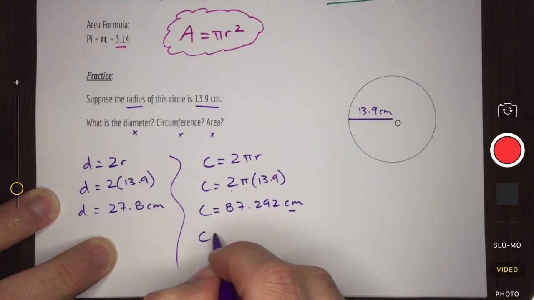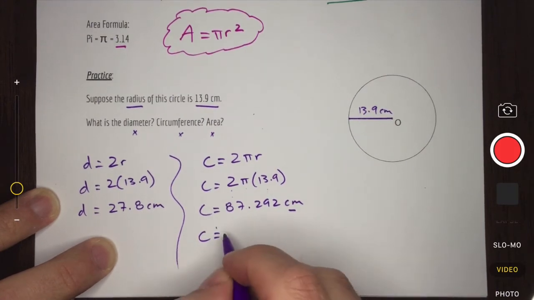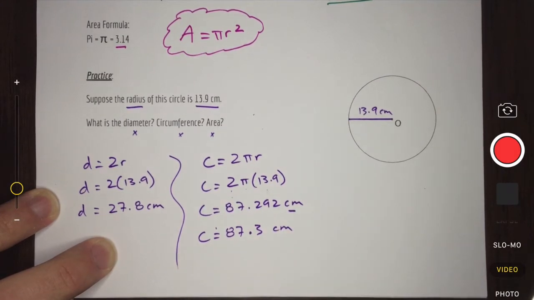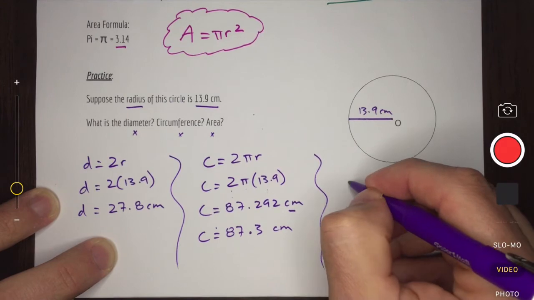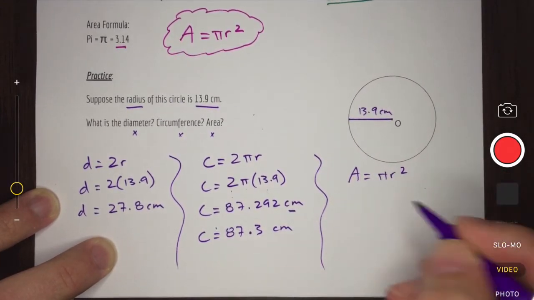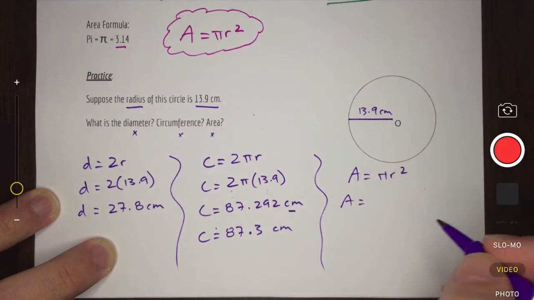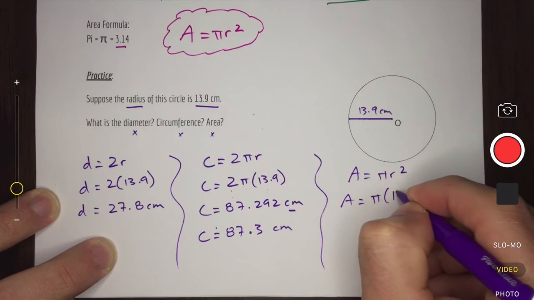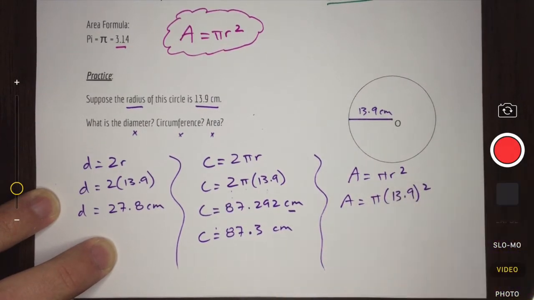So I'm going to say that my circumference is approximately 87.3 centimeters. Lastly, I'm going to determine the area. So for area, I'm going to write down my formula, pi r squared. First thing I'm going to do is replace that r with the numerical amount. So pi, and then in brackets, 13.9 and squared.